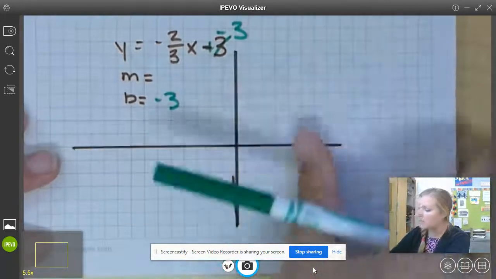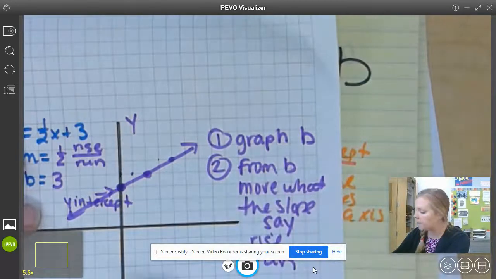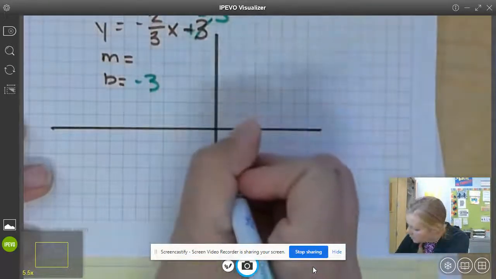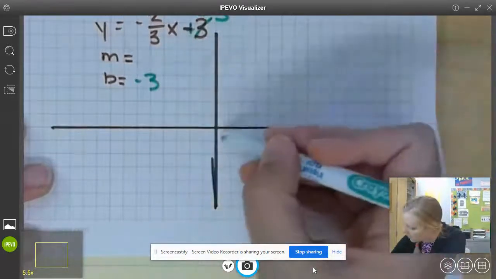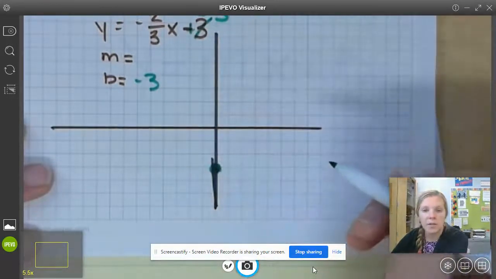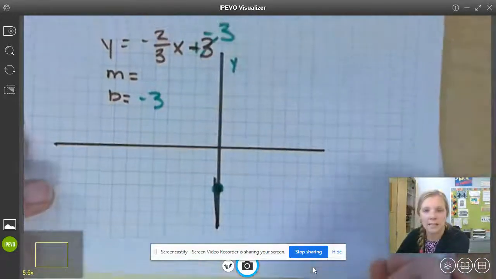So my first step, if you remember, is to graph the y-intercept. My y-intercept is -3. So I'm going to start at the origin and I go down 3. 1, 2, 3. Here's my y-intercept because that's where it's going to cross the y-axis. The y-axis is the vertical axis.